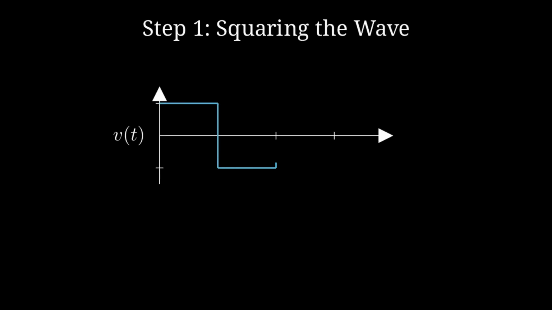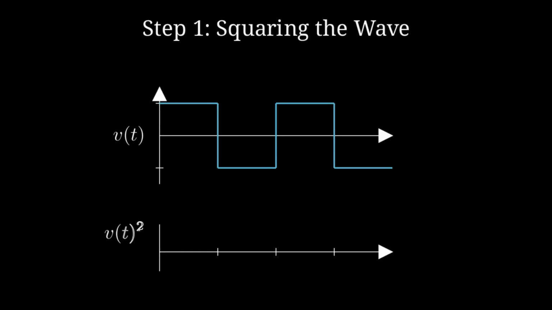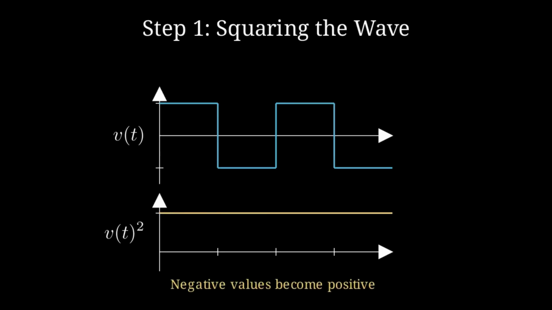The first step is squaring the voltage or current function. This is vital because power is proportional to the square of the signal. Squaring also turns all negative portions of the waveform positive, ensuring they contribute to the total energy calculation.